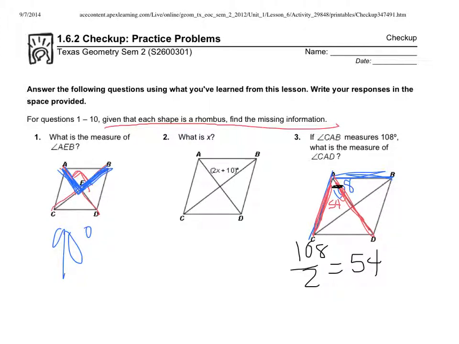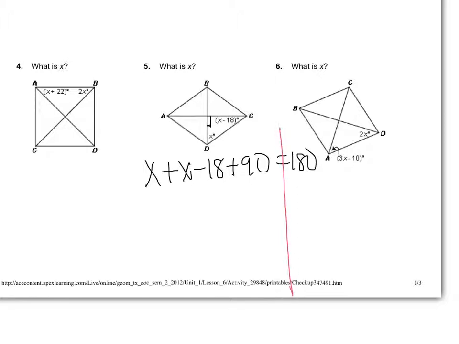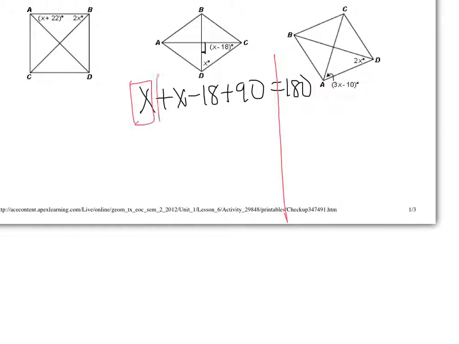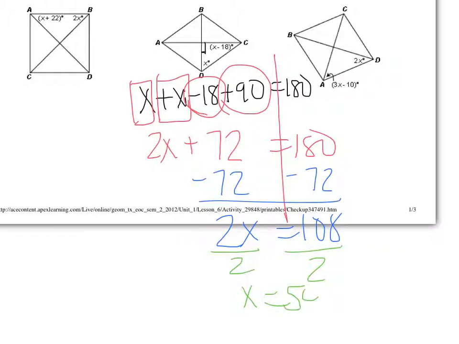All right, moving on to number 5. What is the value of x? Well, again, I know this is a rhombus. So just like in problem 1, I know this is a right angle. So that means that x plus x minus 18 plus 90 has to equal 180. It's my job to solve. So I'm going to combine my like terms. My like terms would be x and x, and minus 18 and plus 90. x plus x is going to be 2x. Minus 18 plus 90 is going to be 72, and it is positive, equals 180. I'm going to subtract 72 from both sides, and I get that 2x equals 108. And then I'm going to divide both sides by 2, and I get that x equals 54. So the x value here is 54.